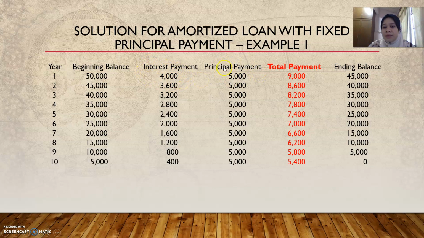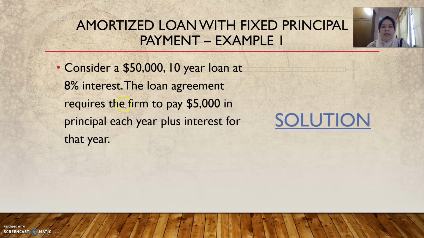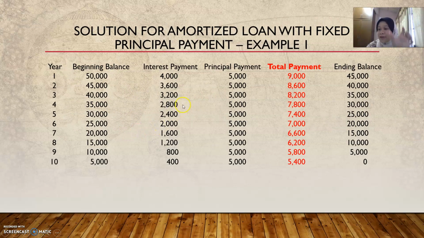The principal amount is already stated here. You pay 5,000 in principal each year. So which means that the principal will be the fixed amount throughout the 10 years. So you just put 5,000 for principal until year 10. It is just the same, because per year you pay 5,000. So 5,000 is fixed.